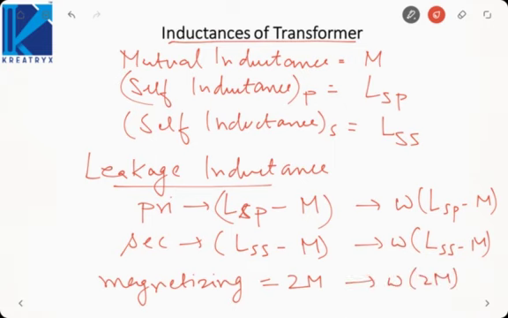So this is how we can create the transformer model by converting the self and the mutual inductances into leakage and the magnetizing inductance of the transformer. Okay. So that is how these inductances are related to the transformer model. And this question has been asked in recent years. So try to memorize these expressions as these can come in handy in the GATE examination.